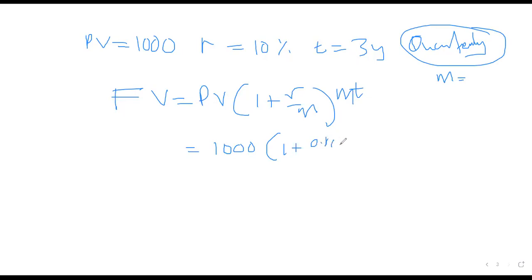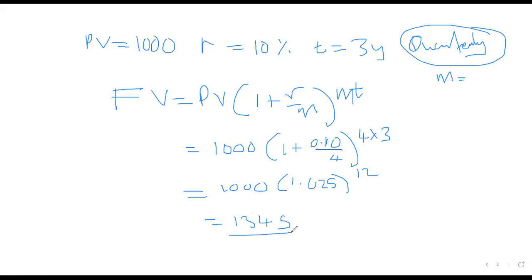4 times, yes. So where there is M, we're going to put 4, and 4 times the time of 3. It doesn't mean that the time changes to 12 years, but that we're earning 12 times. So 10% divided by 4 is 2.5%. Here we have 1.025 to the power 12 times 1,000. So here we're going to have 1,345. This is the future value.